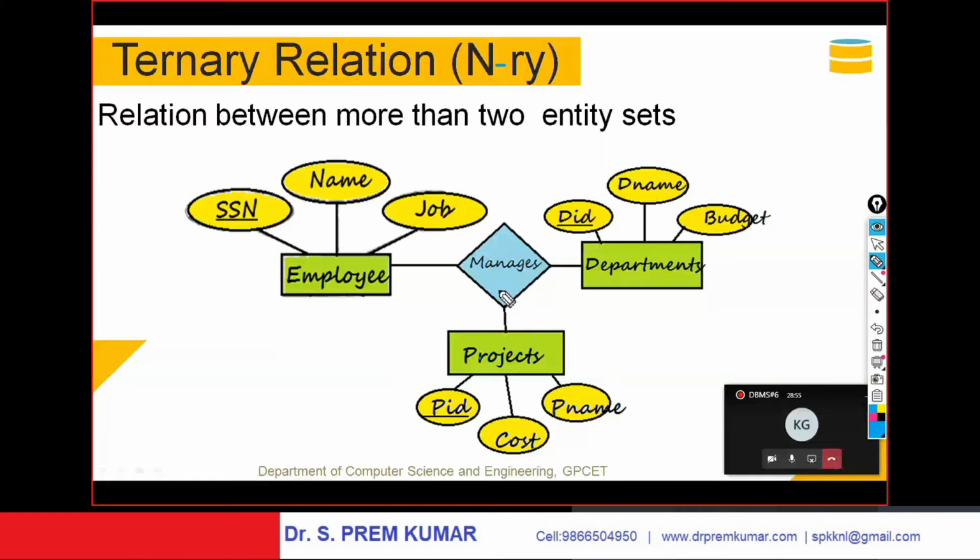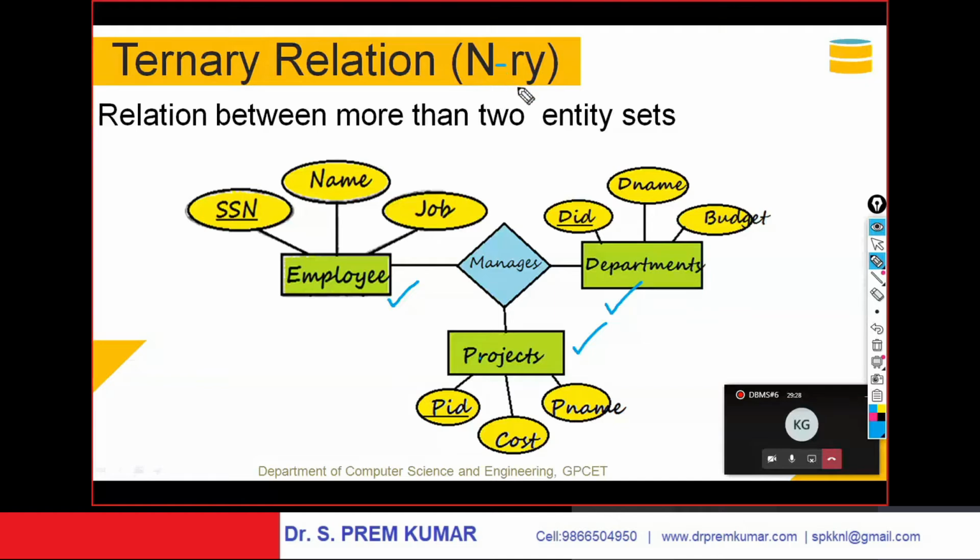Here it is not a binary relation. It is a ternary relation. I'm going with more than two entities, that is employee entity set, department entity set and projects entity set. All these are interconnected with this. More than two entities are getting connected and hence it is called a ternary relation.